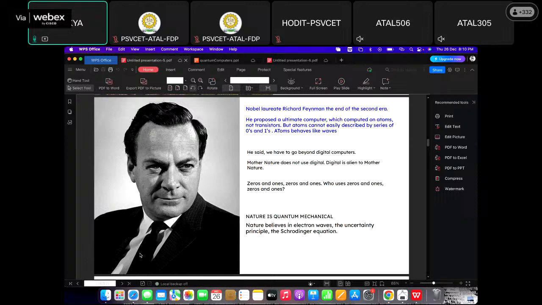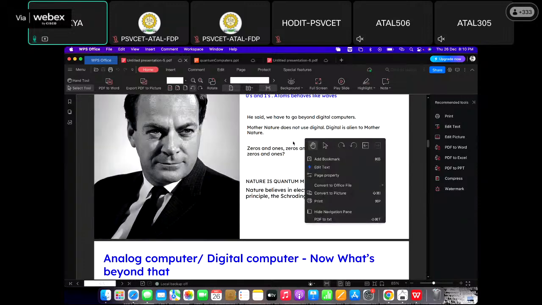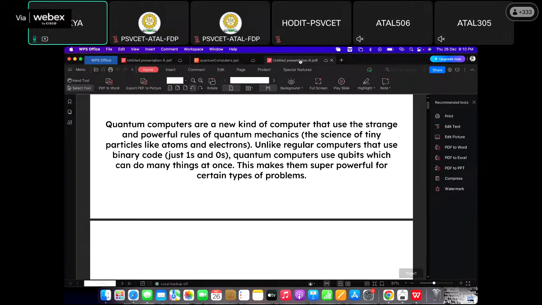So he is the one who entered into the new era. I repeat once again, he proposed the ultimate computer which computes on atoms, but atoms cannot be described in a series of zeros and ones. You can't use zeros and ones everywhere. Atoms behave like waves. Now, beyond analog computers, what comes next?